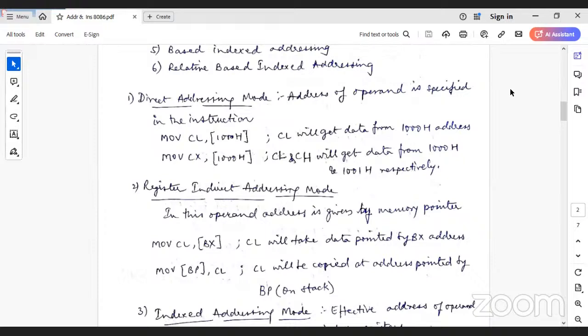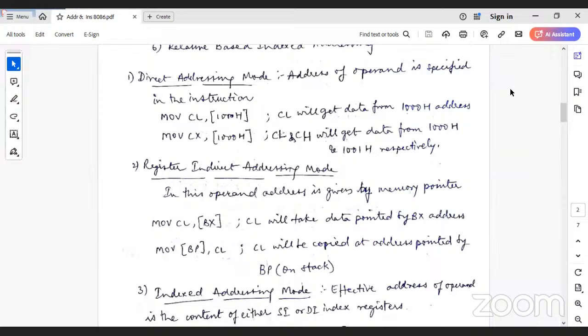Now next one is register indirect addressing. Register indirect means in the register whatever address is there, in that address location whatever data is there, that will be copied into your destination register. Now MOV CL, and in the bracket the register is written. Since the address will be 16-bit, you are using BX register. So a total 16-bit address is present in the register BX. And at that address location, whatever data is there, that will be copied to CL.